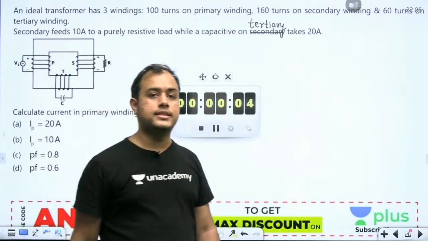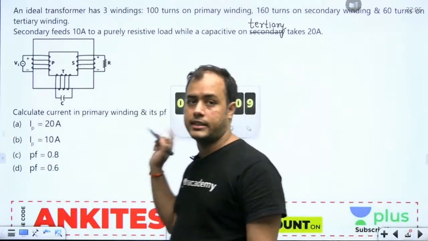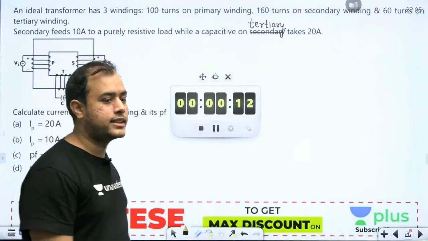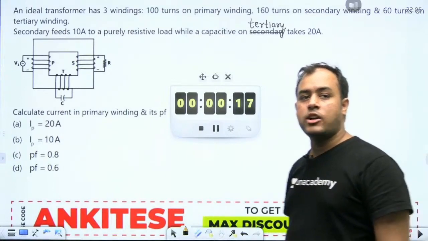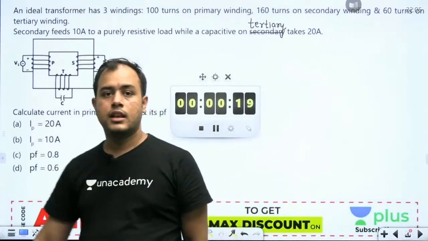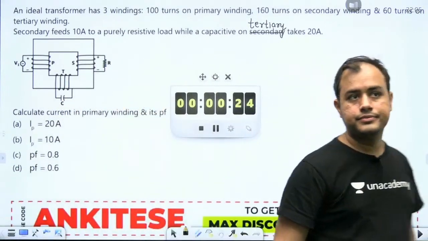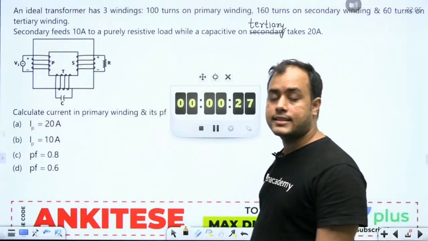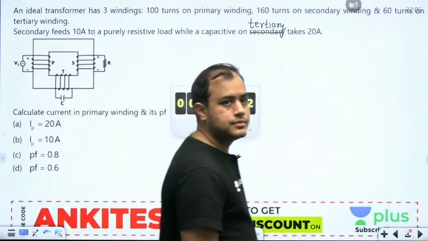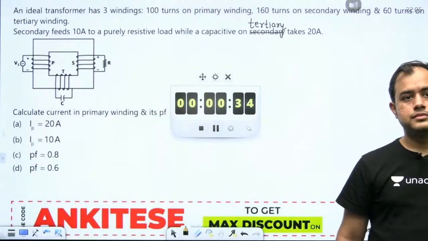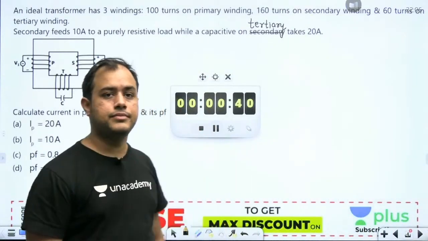So the timer is on the screen. I'll switch it off as soon as it hits 1 minute. Come on, everybody, I need option. I don't need the numerical answer. Come on, guys, 30 seconds remaining, everybody. Sushil, you can write once, no need to write multiple times.